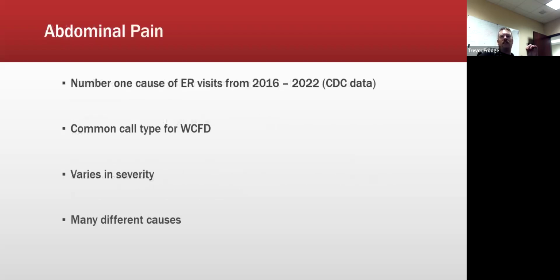So to talk about abdominal pain itself, it's the number one cause of ER visits for six years there, and that's from the CDC. And that was pretty surprising because you'd think with the amount of chest pain calls and respiratory calls and just things like that, that those would eclipse and surpass it, but it's not, it's abdominal pain.